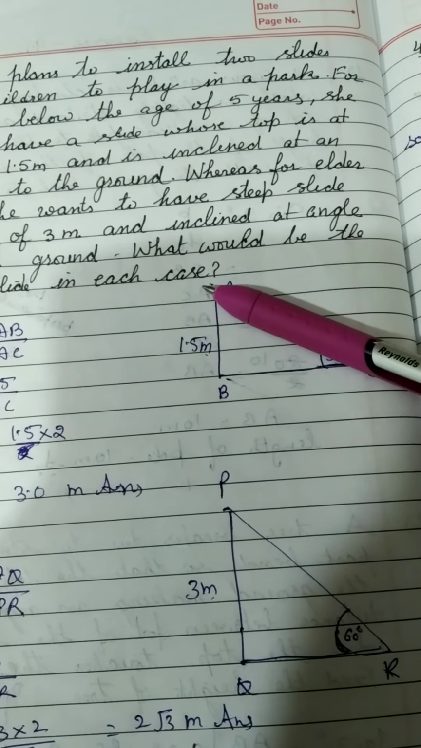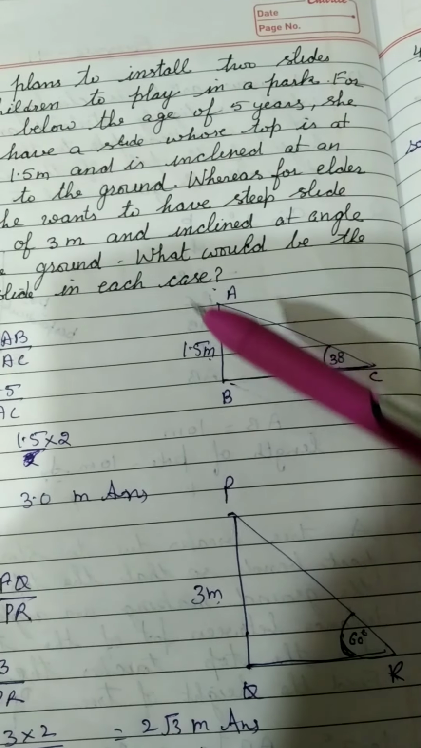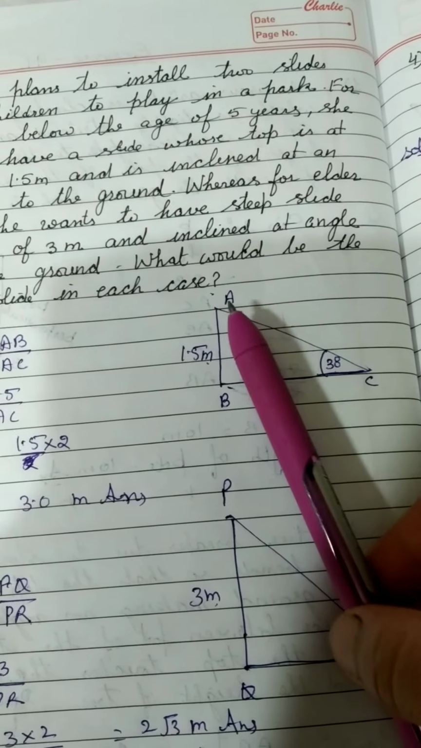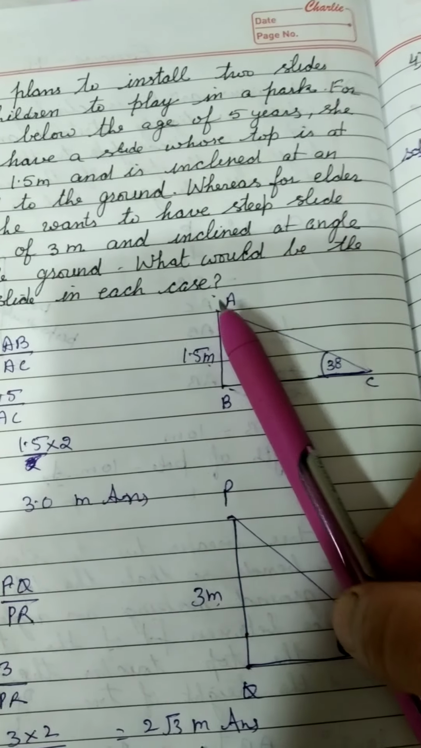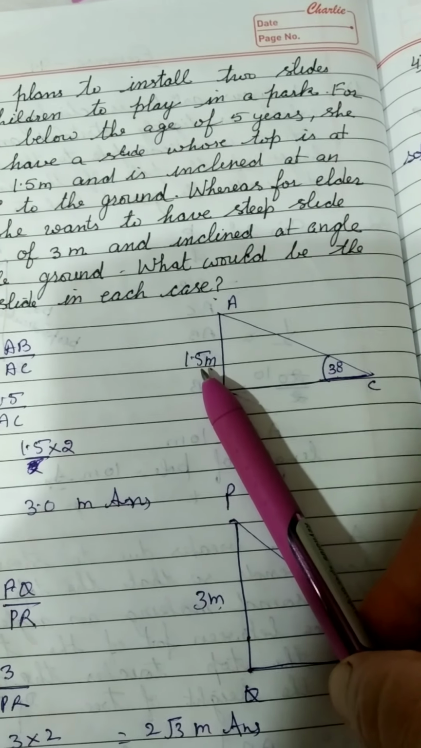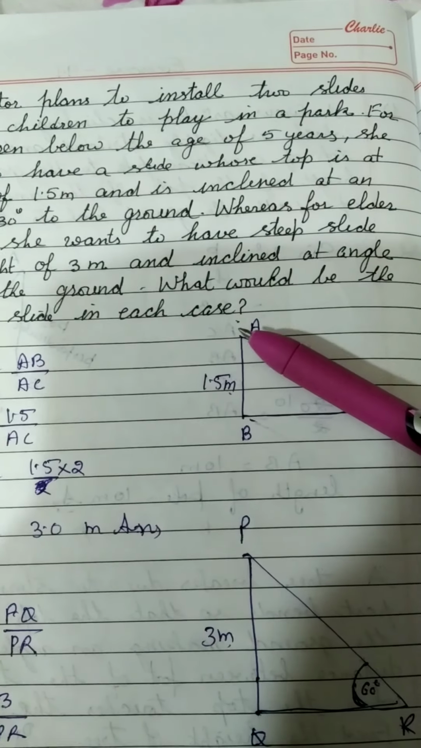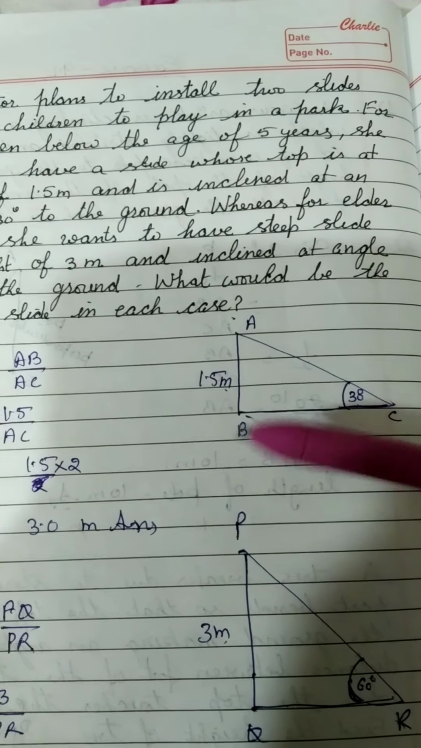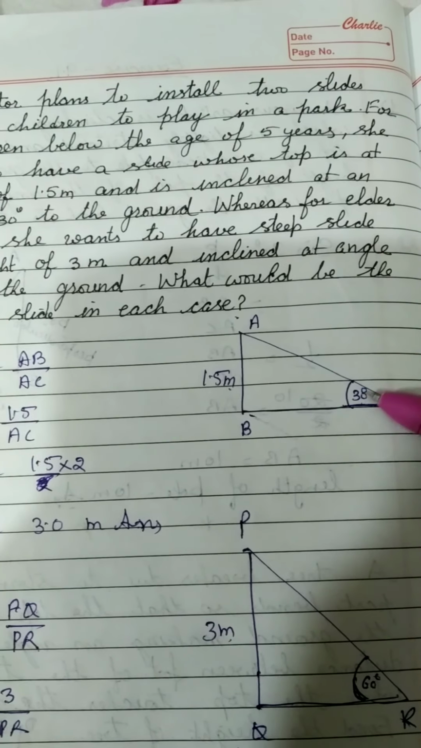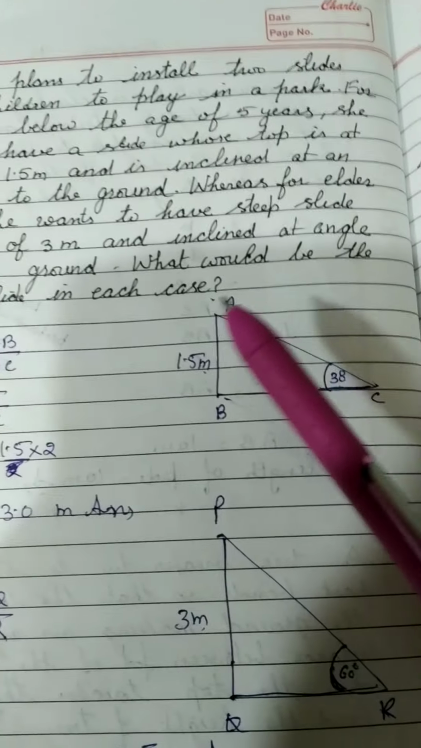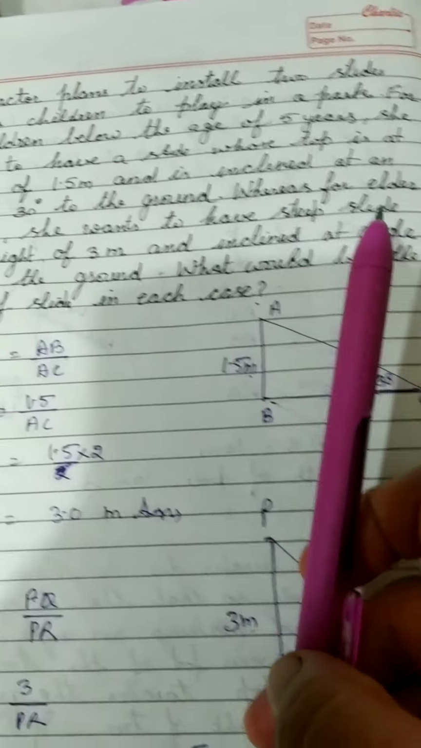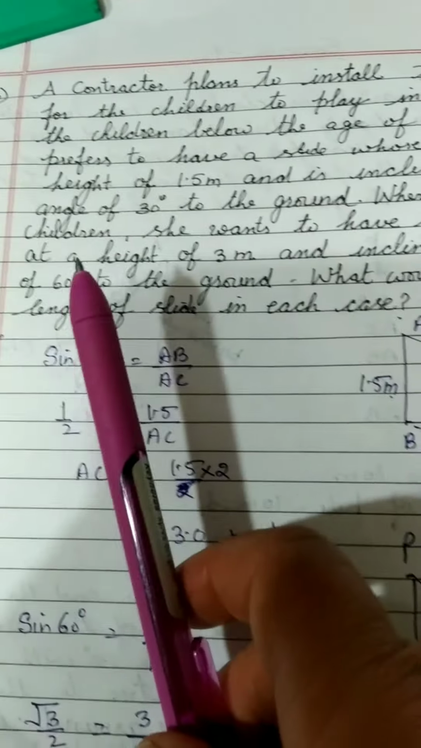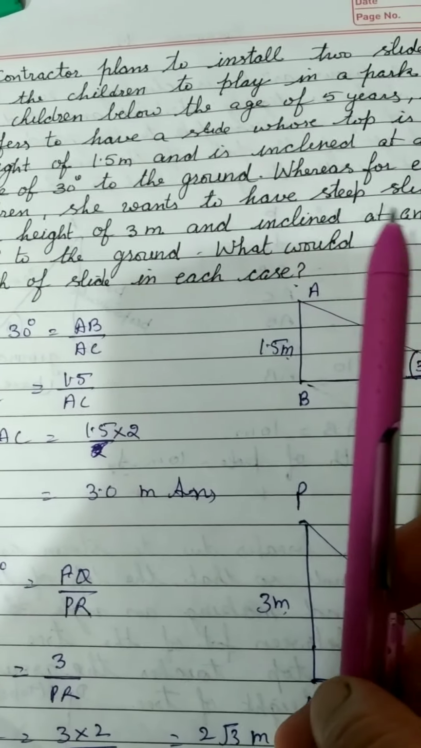Means this AC is the slide and it is at a height of 1.5 meter from the ground. Means AB is equal to 1.5 meter. This slide is making an angle of 30 degree with the ground. Now we have got a right angled triangle here.